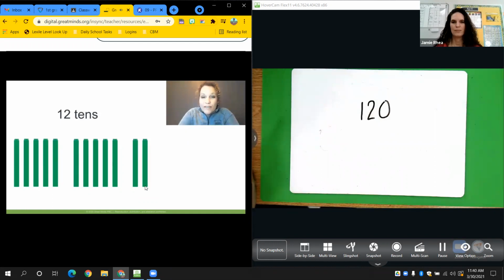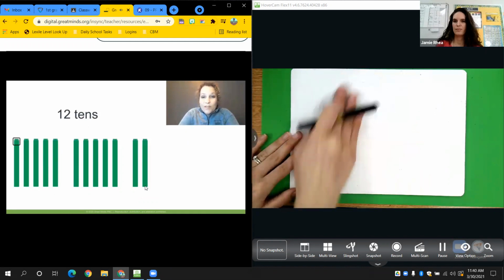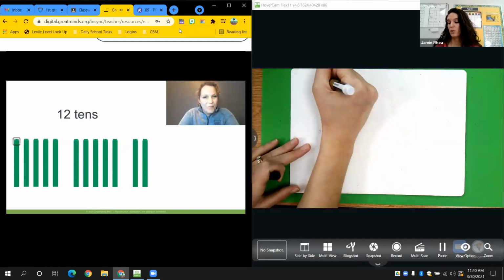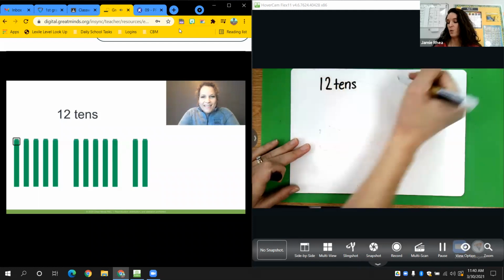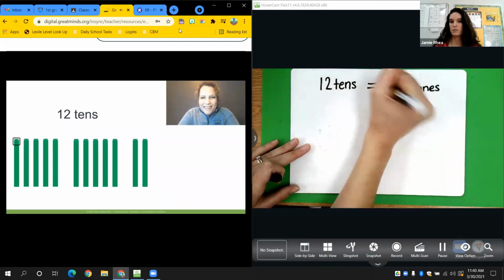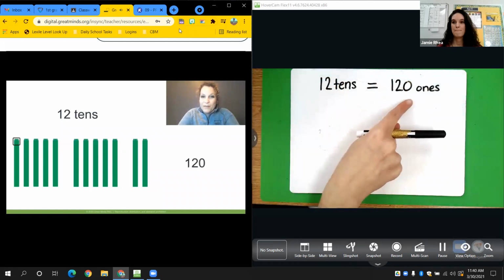If we broke all of these tens apart so that we were looking at just individual cubes, how many ones or cubes would there be? Write it on your whiteboard and show me red when ready. 12 tens become 120 ones. Show me. There would be 120 cubes.